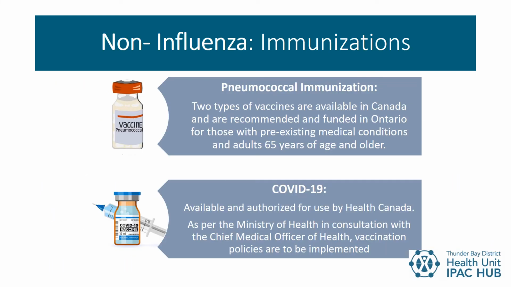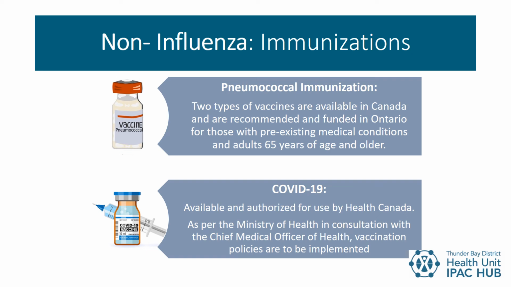Non-influenza immunizations. Pneumococcal vaccine is available and encouraged for all adults that are over the age of 65 and for residents within congregate living settings. It is government funded and should be encouraged for any new admissions or new hires within our congregate settings that are 65 years of age or older.